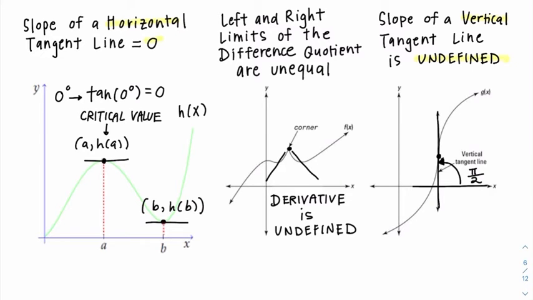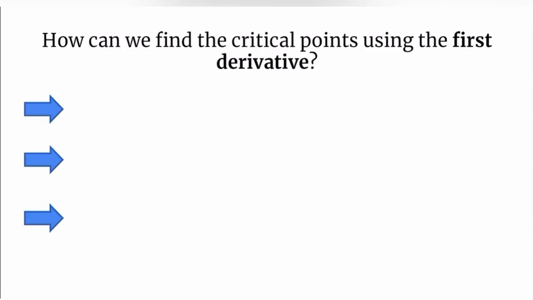This just confirms that the slope of a vertical tangent line is undefined, so our derivative at this point is undefined, which makes it a critical point. By looking at all of the graphs, you can see that each critical point marks a critical shift in the behavior of each function. Now, let's finally learn how to find critical points using the first derivative.